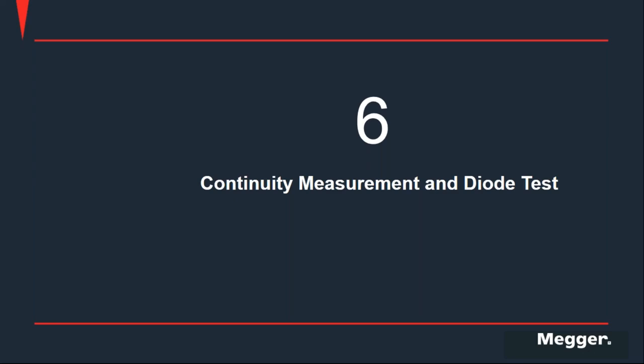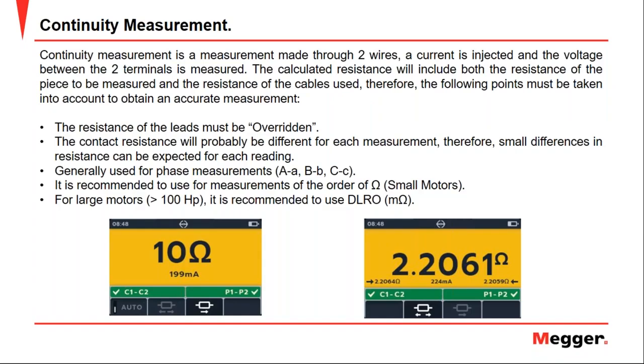Continuity measurement and diode test. The continuity measurement allows us to measure the resistance value between 2 points. However, through this method, both the resistance between the 2 points and the resistance of the cable used are measured and affect the readings. Therefore, certain aspects must be taken into account to make the measurement as accurate as possible.